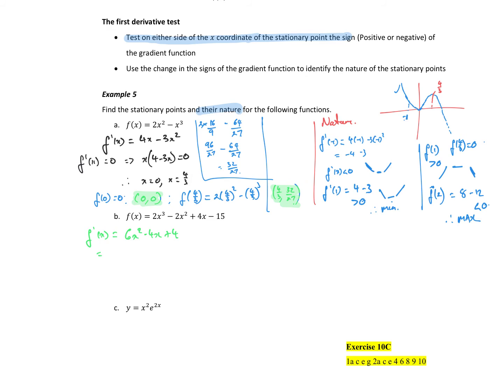So a little bit of factorising. Let's maybe take 2 out the front: 2(3x squared minus 2x plus 2). I'm hoping that that will factorise well. 3x and x. What are we going to do here? Positive 2, 1. That's not going to work.